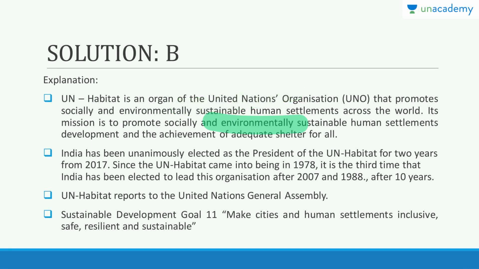UN Habitat is an organ of the United Nations organization that promotes socially and environmentally sustainable human settlements across the world, and its mission is to promote socially and environmentally sustainable human settlements development and the achievement of adequate shelter for all. And India has been unanimously elected as the president, and this is the third time. First was in 1988, second was in 2007, so almost every 10-20 years. UN Habitat reports to UNGA, and Sustainable Development Goal number 11 says to make cities and human settlements inclusive, safe, resilient, and sustainable.